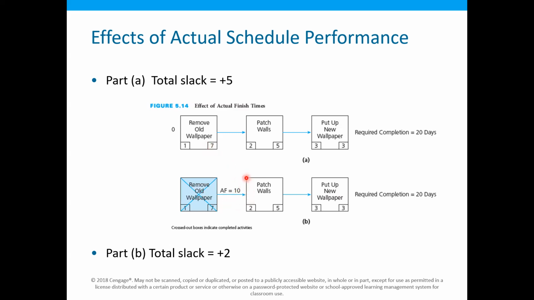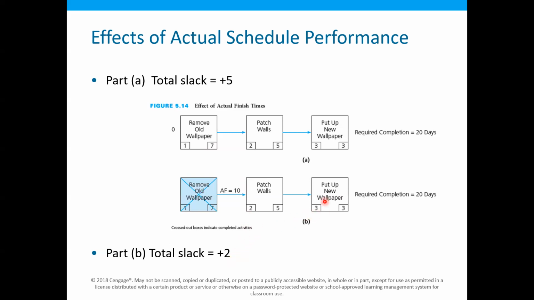Therefore, earlier the early start time over here was 7. Now it will change to 10. And the late start time will be 20. 20 minus 3 will be 17, then 17 minus 5 will be 12. So now the late start time will be 12 and the early start time will be 10. So the slack remaining will be only 2 days.